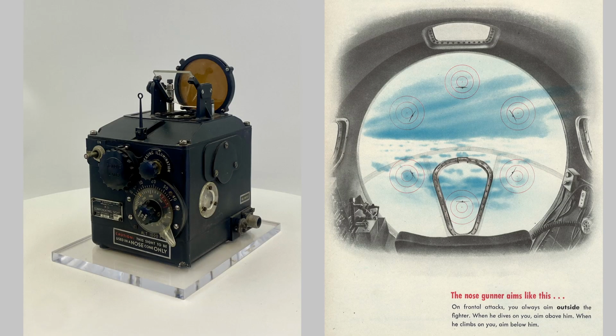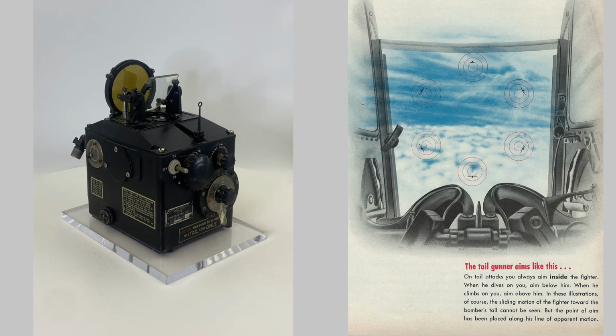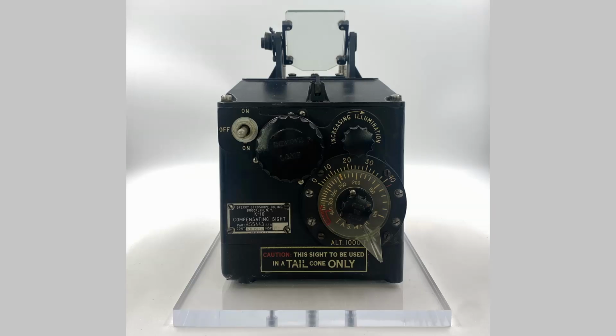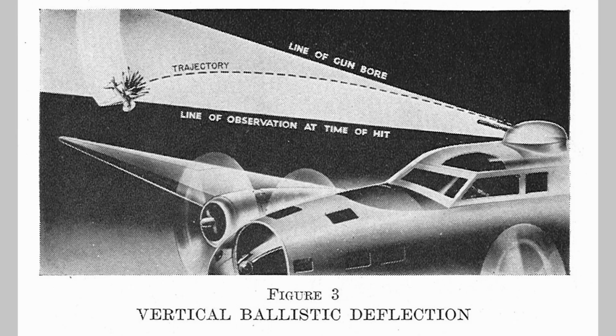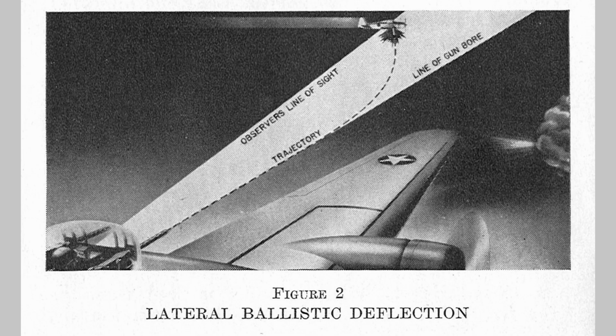Compensating sights were built for specific gunnery positions in the bomber, as the sight for the nose gun would have different ballistics than the sight for the tail gun. The gunner enters the airspeed and altitude, and flexible drive cables from the turret or gun mount pass the gun elevation and azimuth from center. Based on these inputs, the sight moved the reticle in elevation and azimuth to compensate out the ballistics.